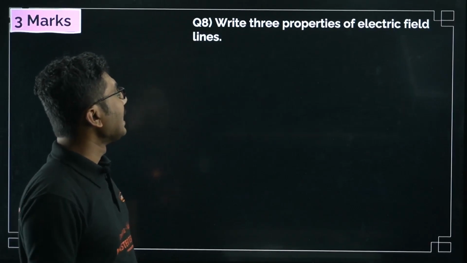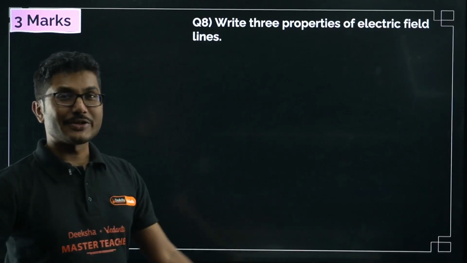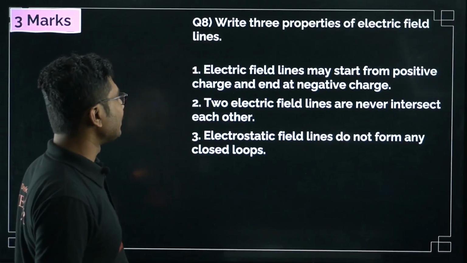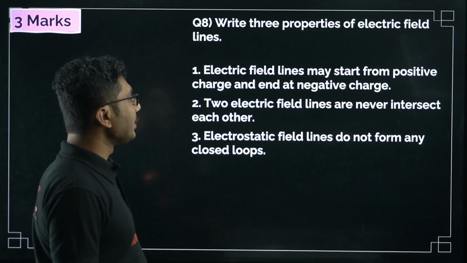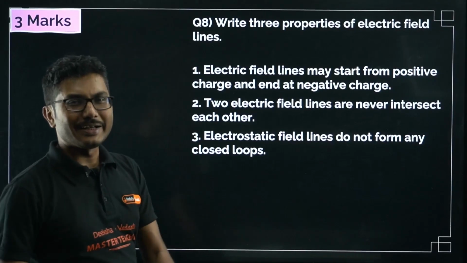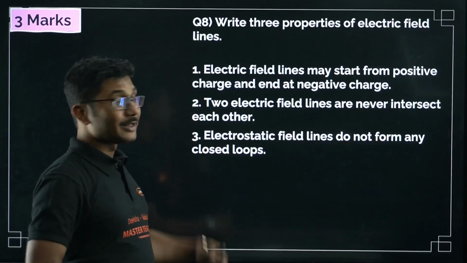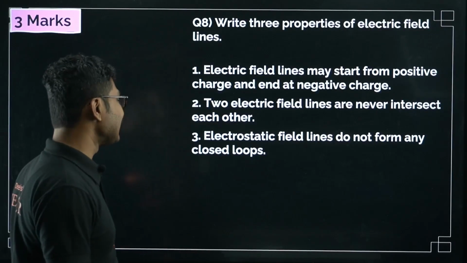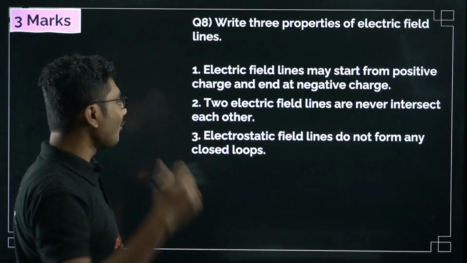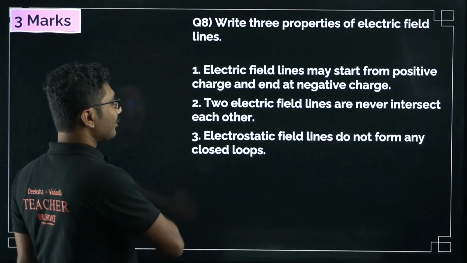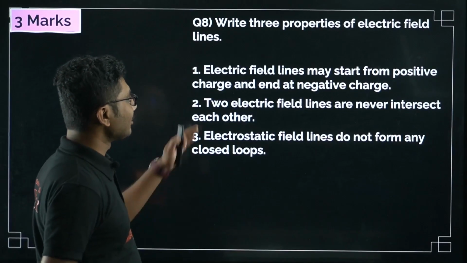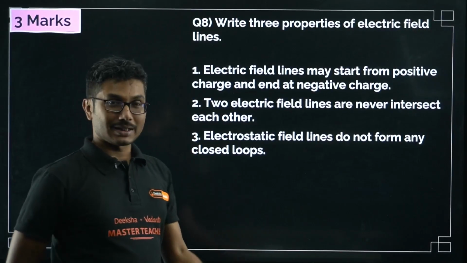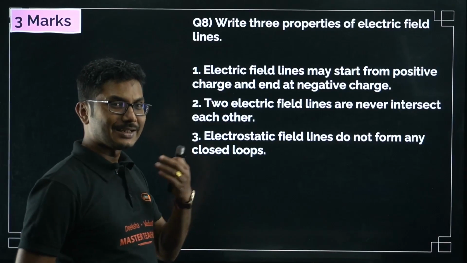Now question number 8, write 3 properties of electric field lines. Another question students are most waiting for. Electric field lines start from a positive charge and end at a negative charge. Two electric field lines never intersect each other. The favorite property of field lines for all the students. In fact, the same thing you can use for magnetic field lines as well. Electrostatic field lines do not form any closed loop. All 3 are very common. This can also come as a 2 marker question, where only 2 points you have to mention, but it can come as a 3 marker as well. So you have to memorize at least 3 points.